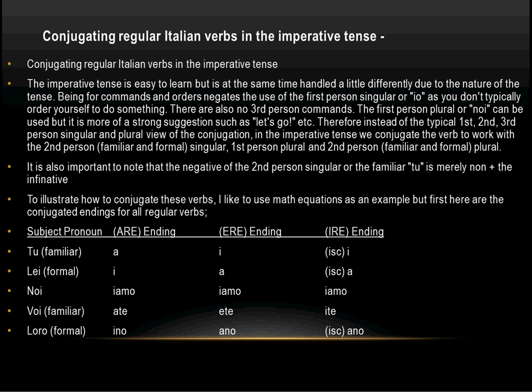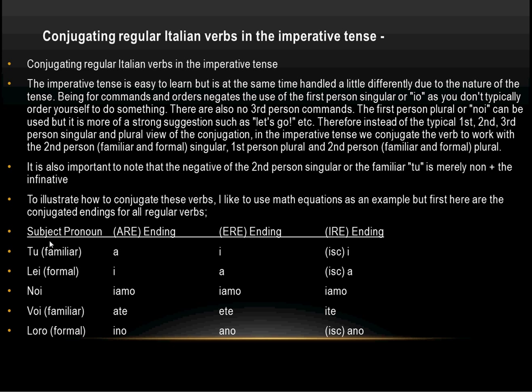The first person plural, or noi, can be used, but it's more of a strong suggestion, such as let's go, etc. So instead of noi being we, it would actually be more like let's. Therefore, instead of the typical first, second, third person singular and plural view of the conjugation, in the imperative tense we conjugate the verb to work with the second person, familiar and formal singular, first person plural, and second person, familiar and formal, plural. Now, before we go on, let's take a look at what that means in the chart below.